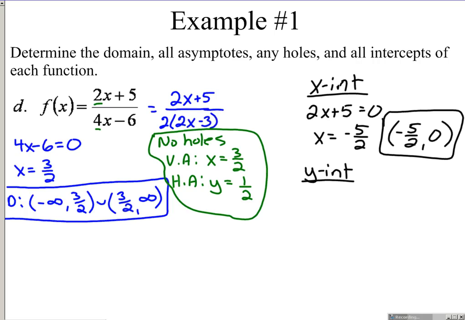Y-intercept. Plug in 0 for x. When we put 0 in for x, we're left with 5 in the top, -6 in the bottom. So we have a y-intercept at (0, -5/6).